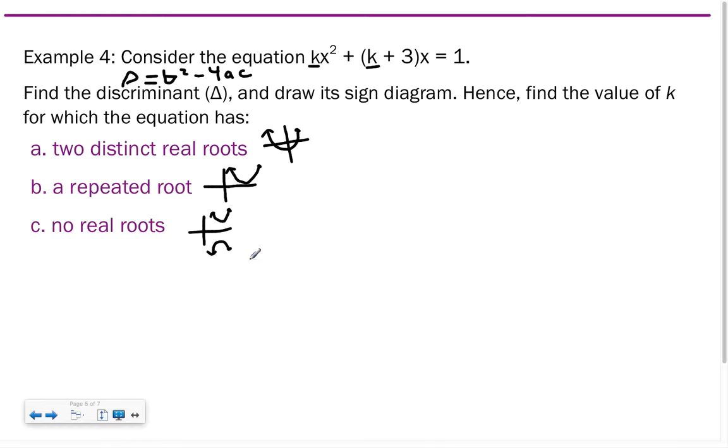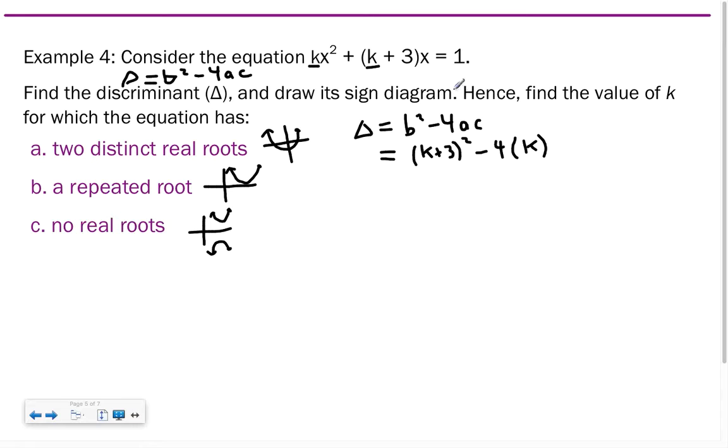So the first thing that we need to do is find the discriminant of this function. And we know that the discriminant, delta, is equal to b squared minus 4ac. So in this case, our b value, or in every case, our b value is always the coefficient of our x term, so the term that has x in it. So in this case, our b value is (k plus 3) squared. Subtract 4 multiplied by our a value, which is always the coefficient of x squared. So in this case, just k.